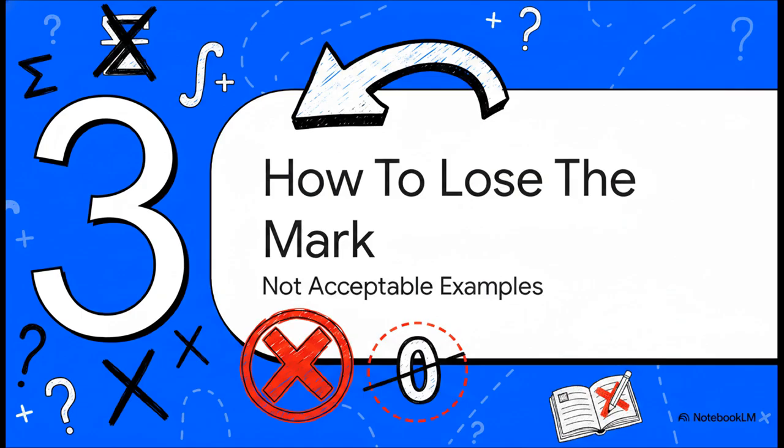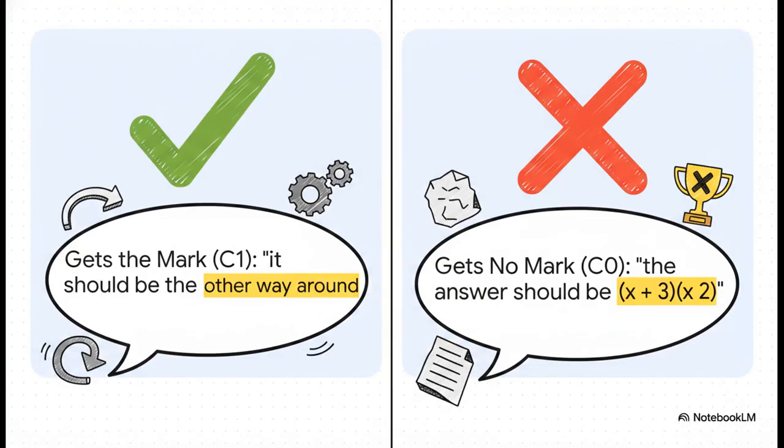Okay, so we've seen what to do, but it's just as important to know what not to do. Let's flip this around, because the mark scheme is also crystal clear about the kinds of answers that will get you a big fat 0. Now, this slide right here is probably the most important one of the whole explainer. On the left, you've got a simple, process-focused answer that gets the mark. On the right, an answer that, let's be honest, a lot of us would probably write, and it gets 0 marks. So what's going on?